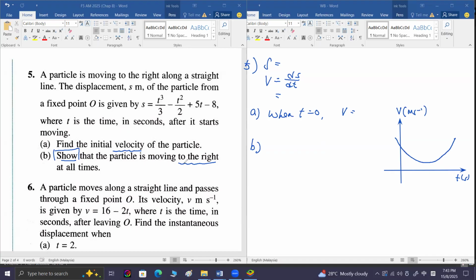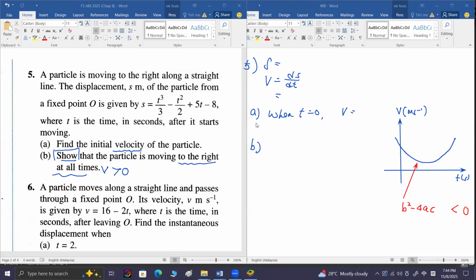So move to the right means the velocity must be positive all the while. So what is this graph? Remember, you have learned this in Form 4 also. When you see a graph like that, you have to prove that b squared minus 4ac is negative, so it does not cut the graph, right? Remember?